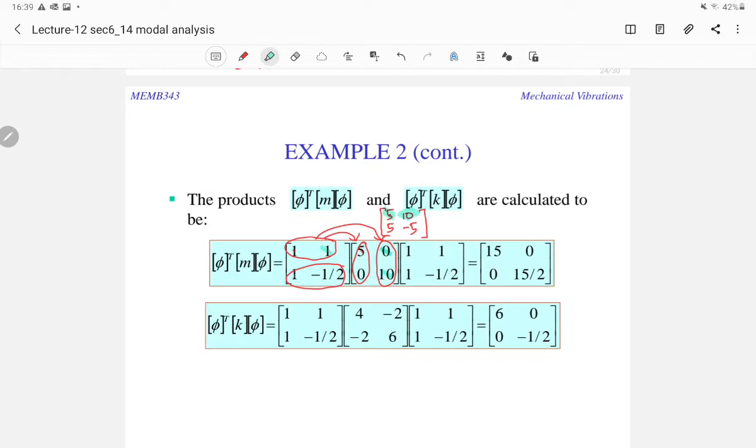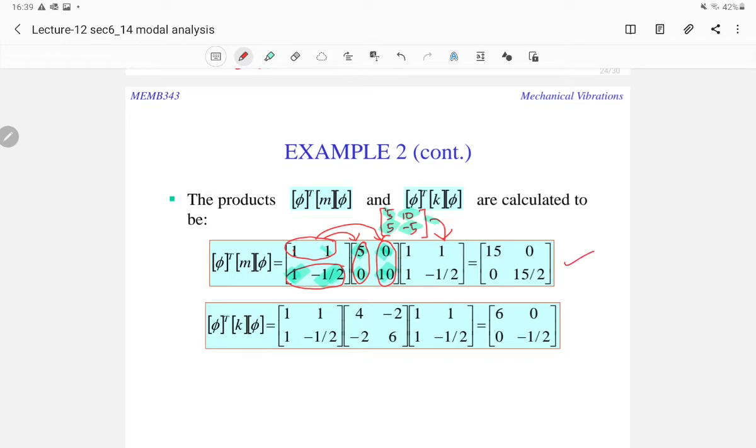So do the same thing for the second row. You have 1 times 5 is 5, plus 1 times 0 is 0, so you get 5. Then 1 times 0 is 0, negative half times 10 is negative 5. Okay. So after that step, then only you multiply with the second one. If you do that, you get this answer.